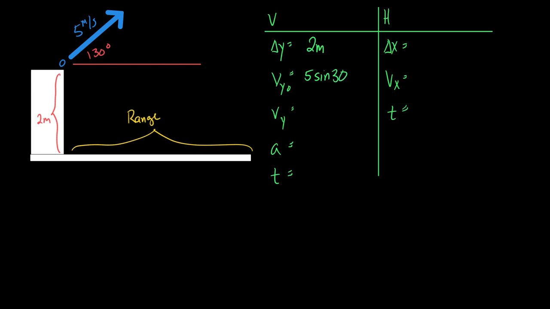Nowhere will I write just 5 by itself, because I want the components. While I'm dealing with velocity, I might as well deal with the fact that the horizontal velocity is going to be 5 cosine 30. Just get it in there. Always be cognizant of what you've been given. At the same time, it's being acted on by gravity, so I know I'm going to have an acceleration of 10 meters per second squared.